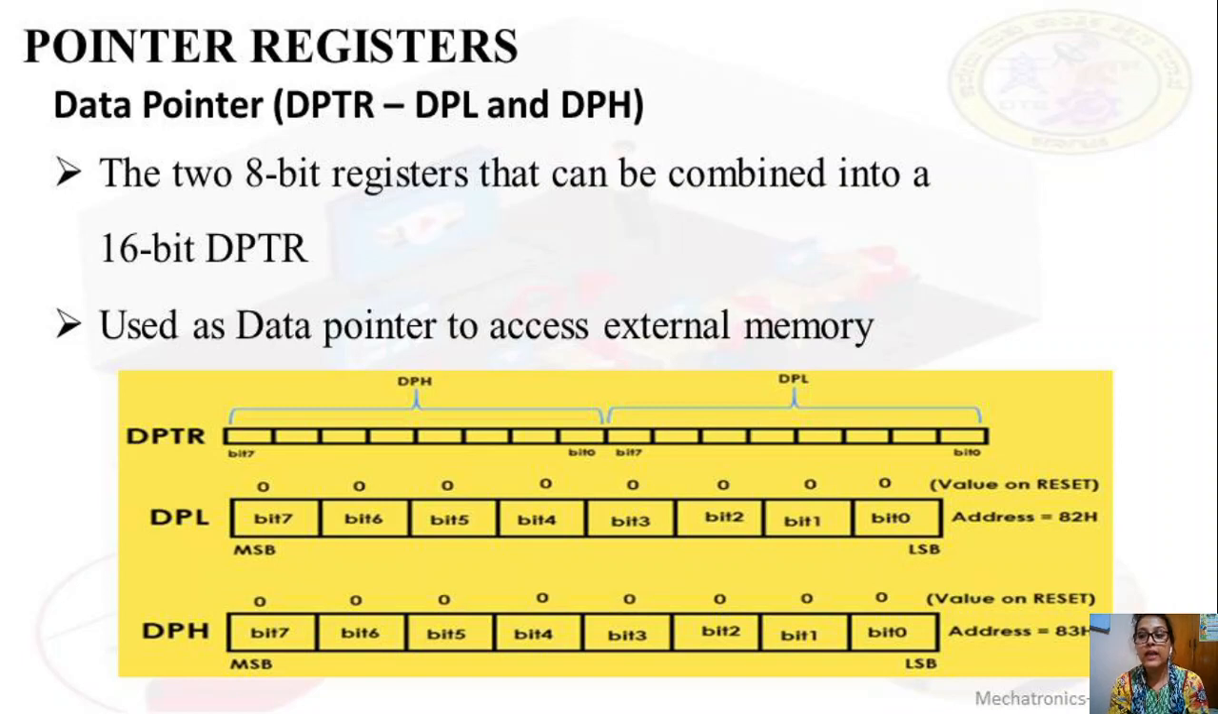So this DPTR does not have a physical memory address, but DPL and DPH, that is data pointer lower and data pointer higher, have separate addresses in the special function register memory space. For DPL it is 82H and for DPH it is 83H. This is in the internal RAM location for the special function registers.